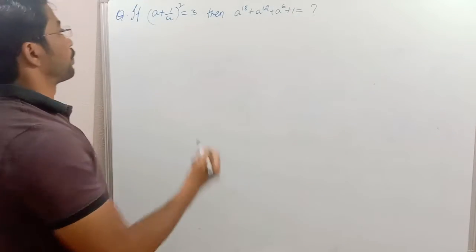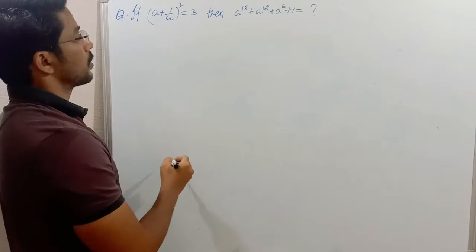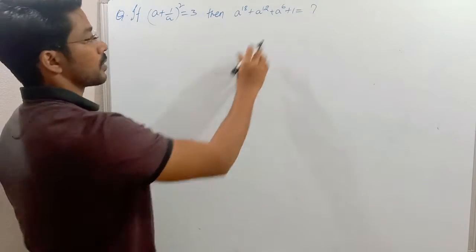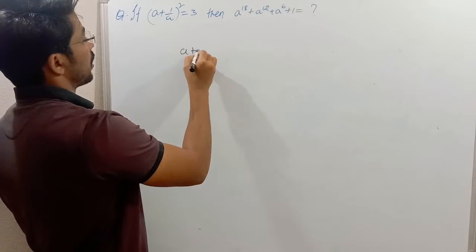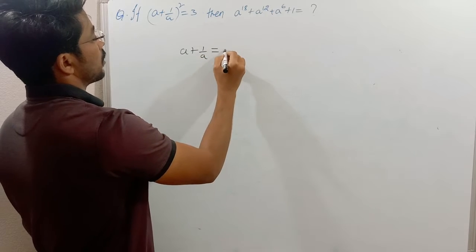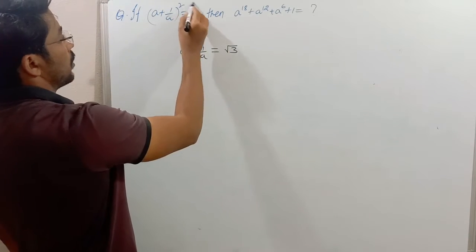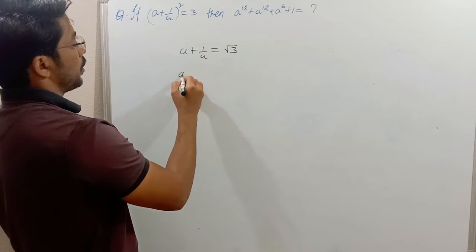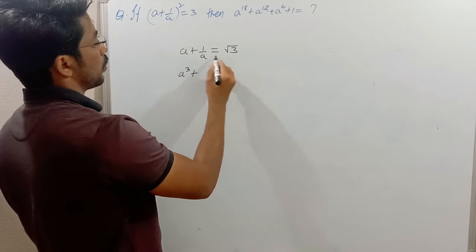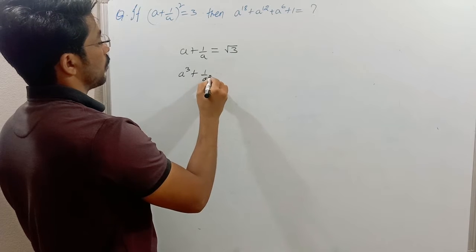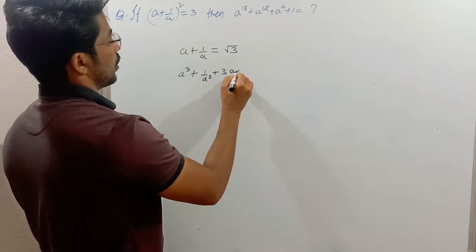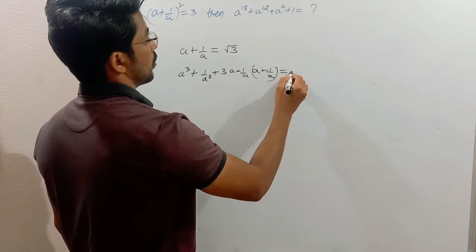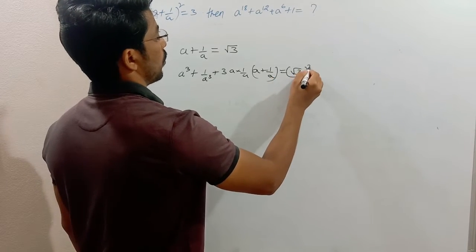First question: a plus 1 by a whole square is equal to 3, then find a power 18 plus a power 12 plus a power 6 plus 1. We can write this as a plus 1 by a is equal to root 3. Taking the square root of the right-hand side we get root 3. Now cubing on both sides, using the a plus b whole cube formula: a cube plus b cube plus 3ab of a plus b is equal to root 3 whole cube.